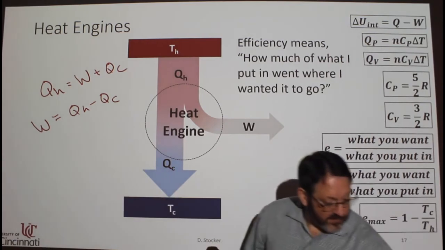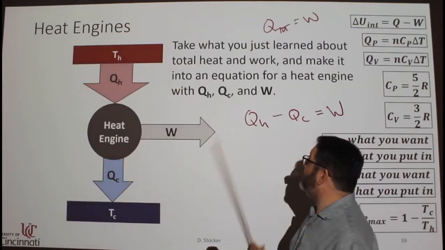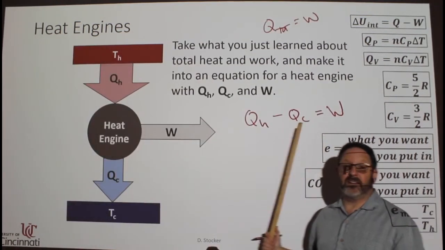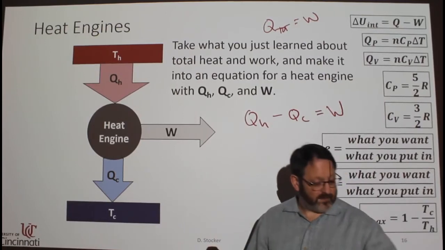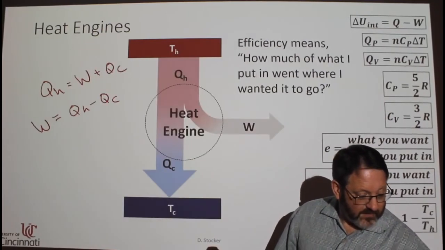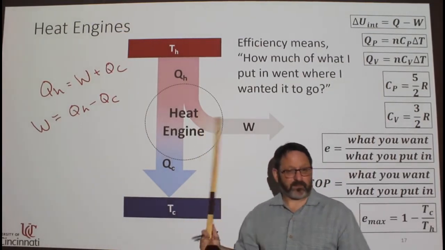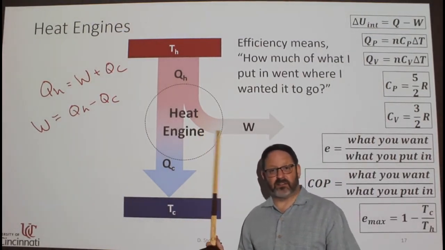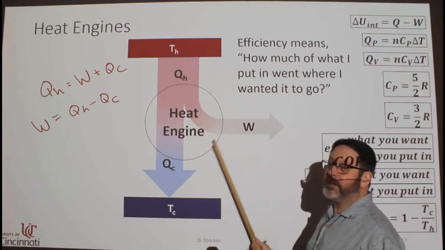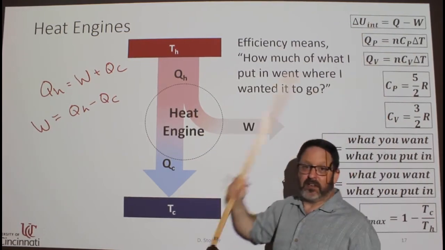Now if we look back, work is QH minus QC. Two different ways of finding the same thing. I think this is an easier way to think about it. So I will generally solve problems using this model, not going back to internal energy.